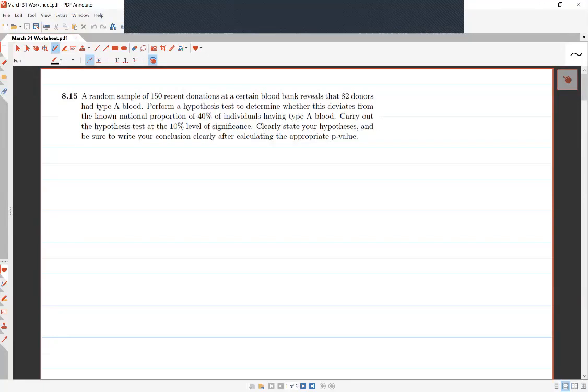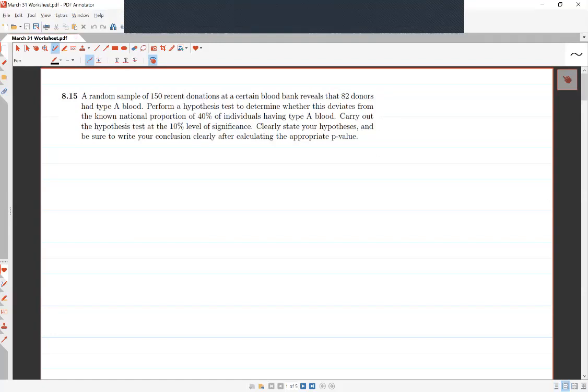So let's look at this first example. Let's say we have a sample of 150 recorded blood donations. And in our sample, we find that 82 of these donors were blood type A. Now, from external information, we know that it's believed that 40% of all individuals have type A blood. And so we want to test this hypothesis at the 10% level of significance.